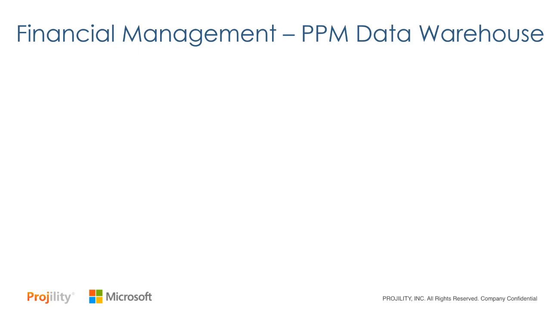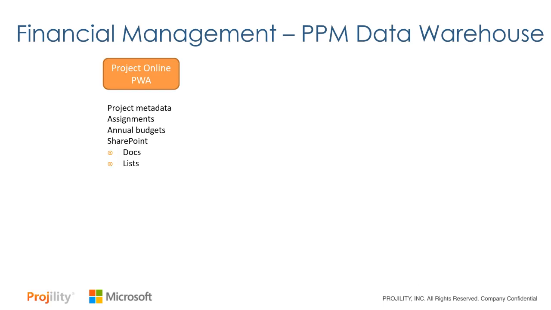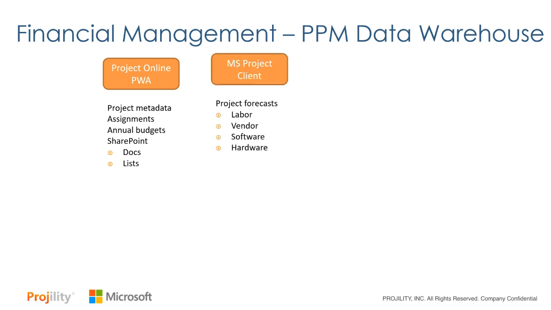One of the options that's out there that's become real popular is having what we call a PPM data warehouse. What a PPM data warehouse is going to do is take data that's naturally stored in your project management system. So in Project Online, you've got project metadata, you've got assignments and work, you've got things like high-level budgets, and then you've got SharePoint content like documents and lists and libraries like that. Marry that up with the schedule information that you're publishing in, which would be your forecasts for labor and vendors and software and hardware, and then take information from your ERP system, things like the actual costs on labor that comes from your time tracking system, your vendor, your software, hardware.